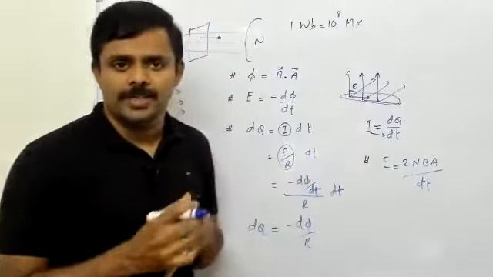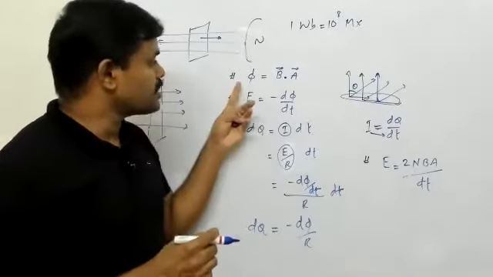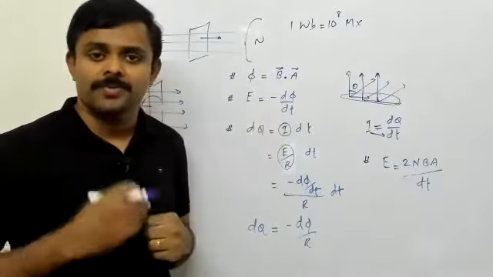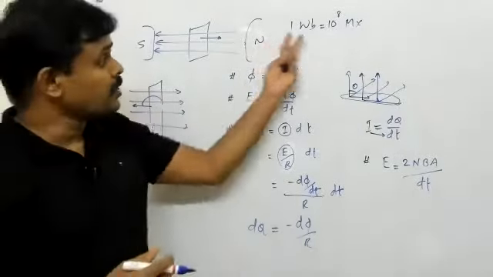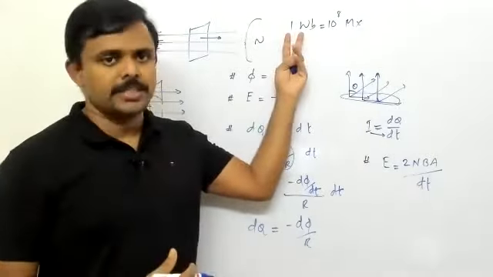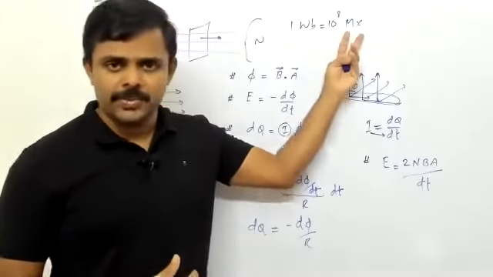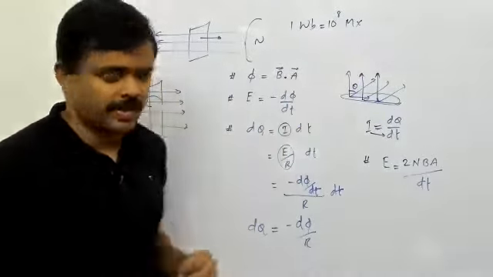All the normal components are being added up, right? And that is known by the name flux. It is given by the product of magnetic field and area vector, right? What is the unit of this? Weber is the SI unit. CGS unit is Maxwell, and 1 Weber is 10 power 8 Maxwell.